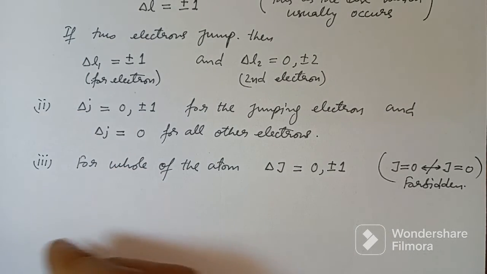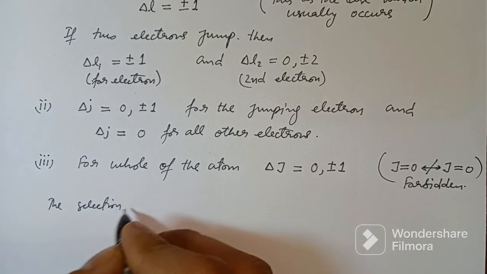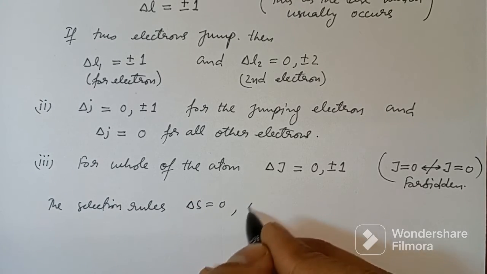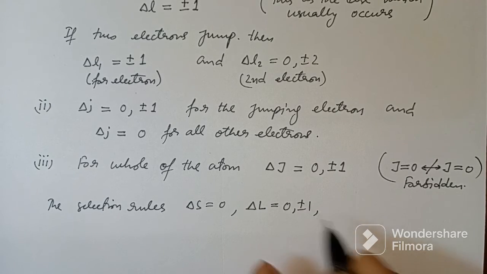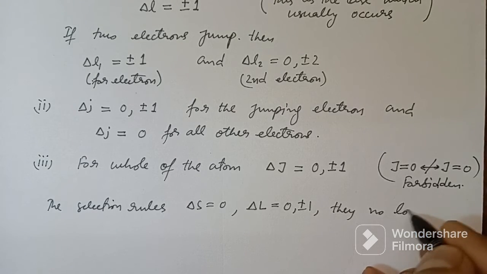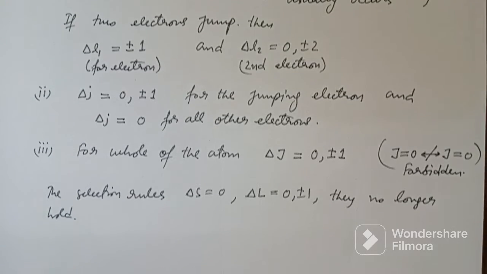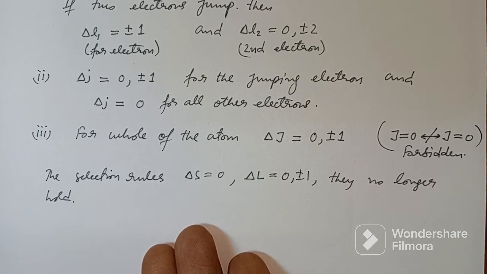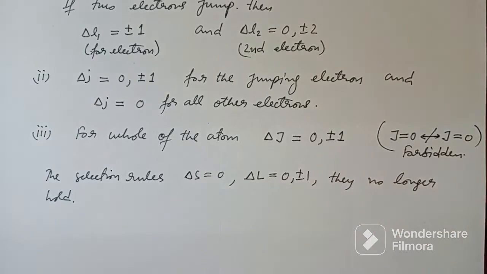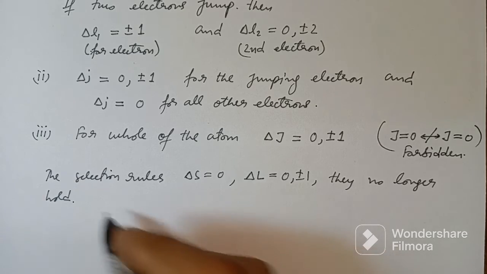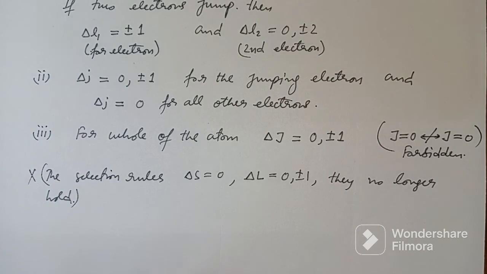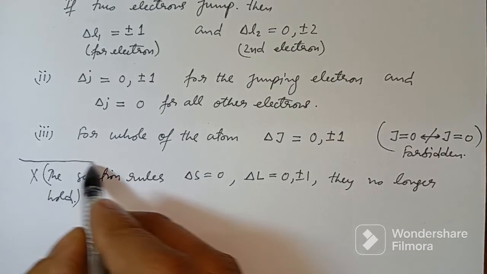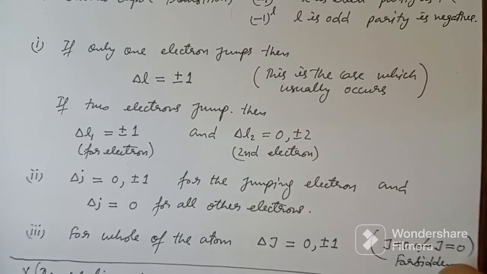And remember one last thing, the selection rules such as delta S equal to 0 or capital delta L equal to 0 or plus minus 1 no longer hold, because we know that L and S are no longer the quantum numbers in case of JJ coupling. Why? Because in the JJ coupling, the spin orbit coupling is stronger than the residual interaction, so they are superfluous and no longer hold. So we have these 1, 2, 3. These are the selection rules for the JJ coupling.